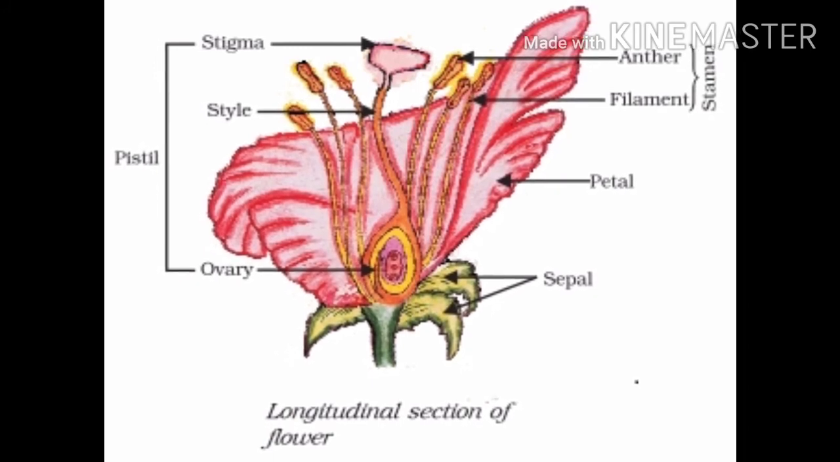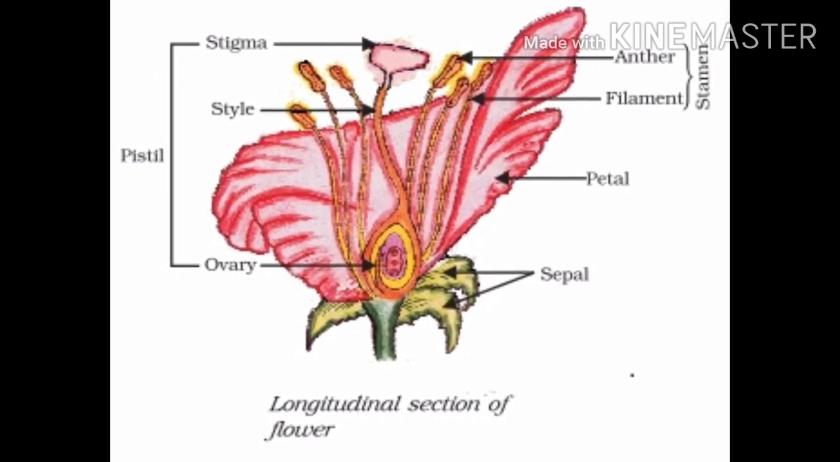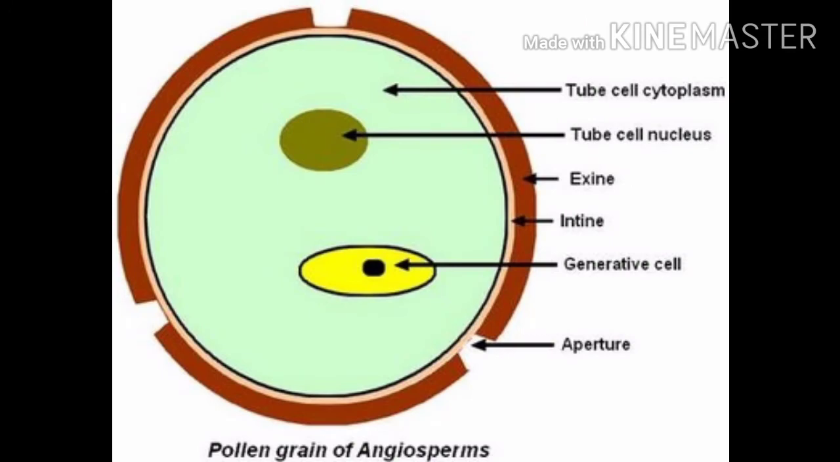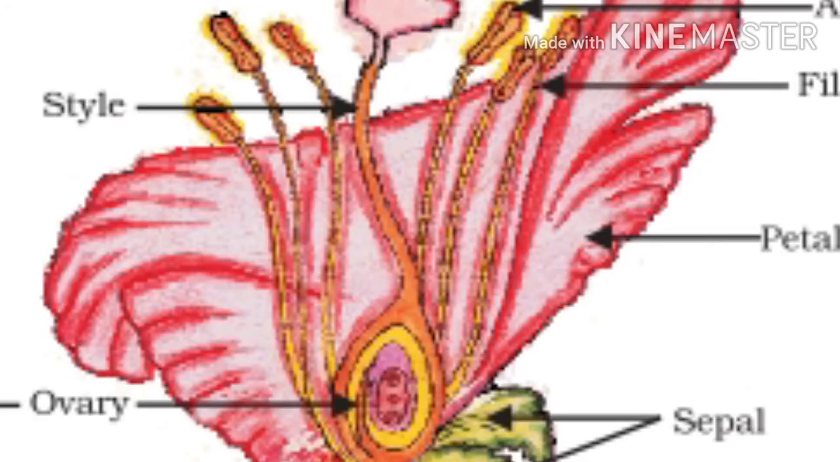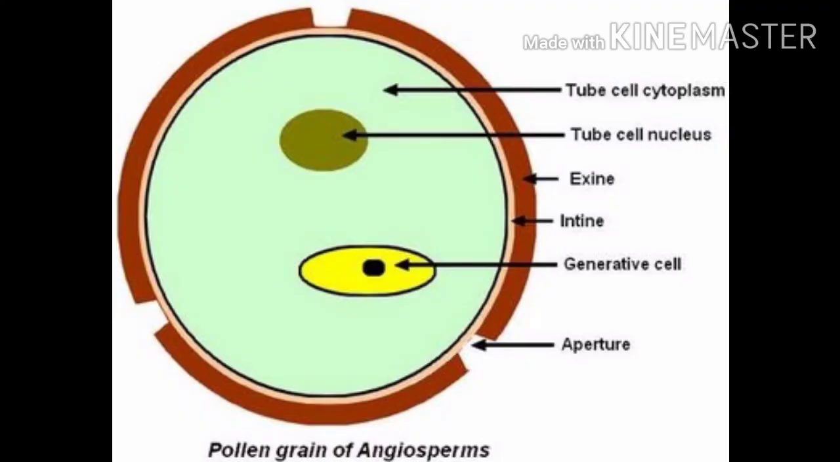Now, stamen is the male reproductive part and it produces pollen grains that are yellowish in color. You must have seen this yellowish powder that often sticks to our hand if we touch the stamen of a flower. Carpel is present in the center of a flower and is the female reproductive part. It is made up of three parts. The swollen bottom part is the ovary, the middle elongated part is the style, and the terminal part, which may be sticky, is the stigma. The ovary contains ovules and each ovule has an egg cell.